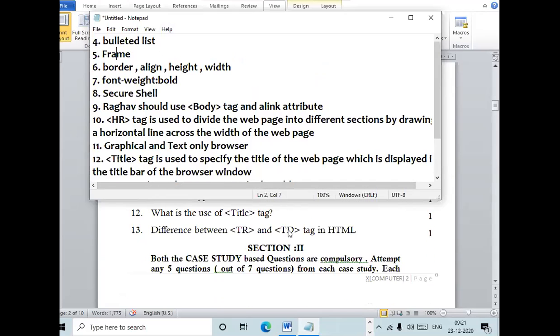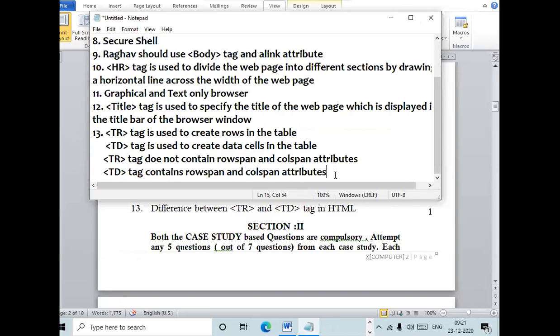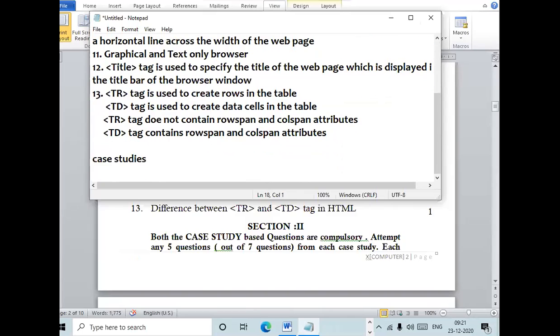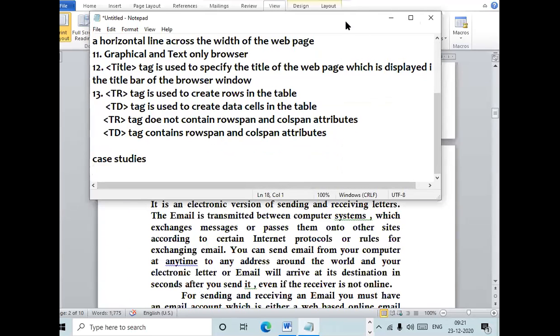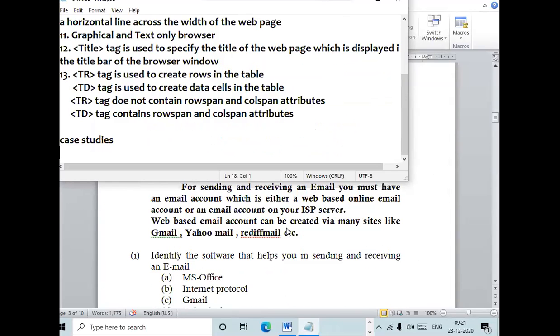Clear? Now let us proceed to the case study. Here also you people didn't read the instructions. Beta, instructions were totally ignored here. In this case study, what was expected? You people were to attempt any 5 MCQs out of 7. But intelligent 10th class, you attempted all 7 MCQs.